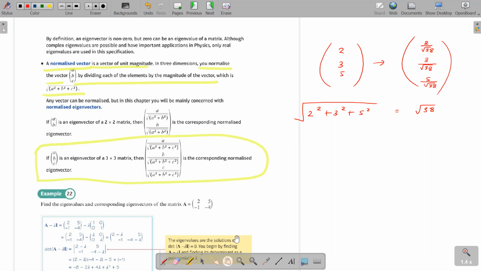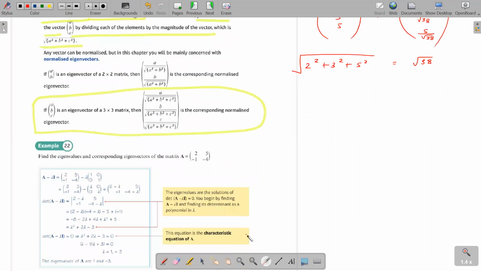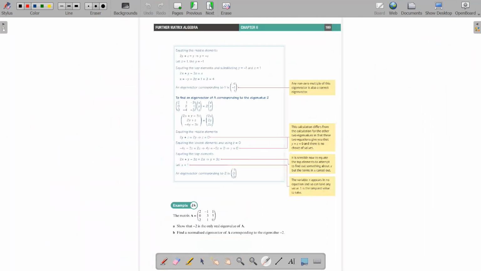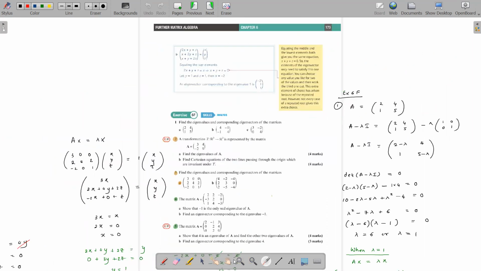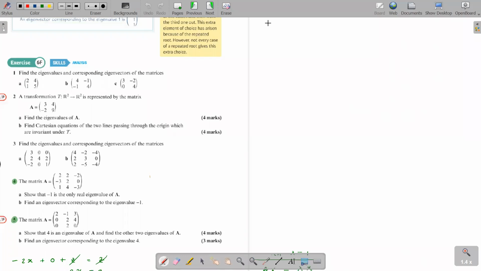We will be doing normalized eigenvectors at the end. Right now, we will learn how to find eigenvalues and the corresponding eigenvectors. Let me show you how it's done. We will directly do it from the question. Let's start from exercise 6 question number 1, and we will learn exactly how to find the eigenvalues and the corresponding eigenvectors. This is how we do it.